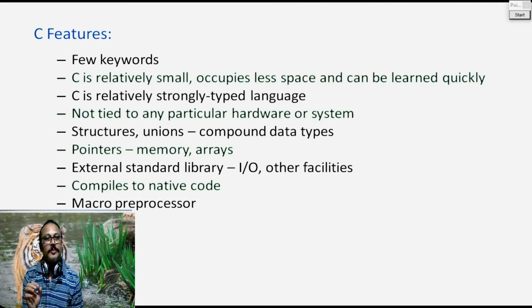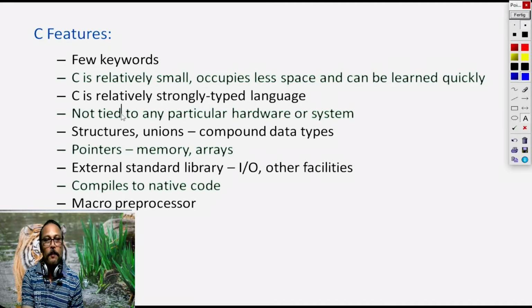C is relatively small. The language is also relatively small. The specification is small. It occupies less space and can be learned quickly. C programs occupy less space in memory and it can be learned quickly. C is a relatively strongly typed language. I am using the word relatively.